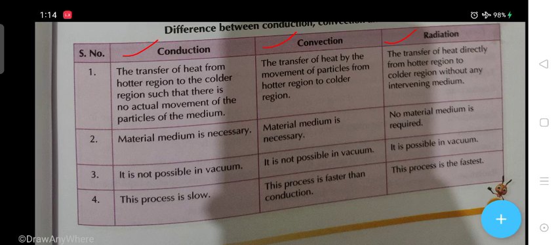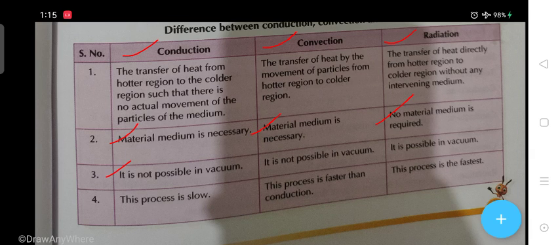And in convection, what happens? The transfer of heat by the movement of particles from the hotter region to the colder region. And third one, radiation: the transfer of heat directly from the hotter region to the colder region without any intervening medium. Second, students, in conduction a material medium is necessary because it requires solids. In convection, a material medium is necessary, and in radiation no material medium is required.